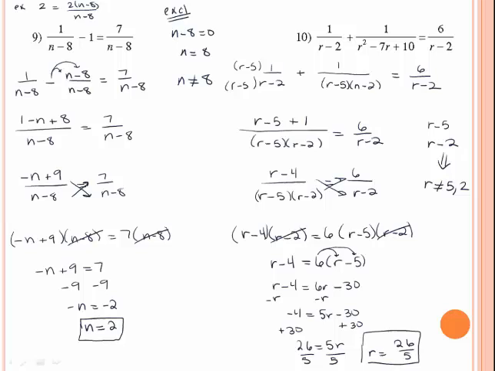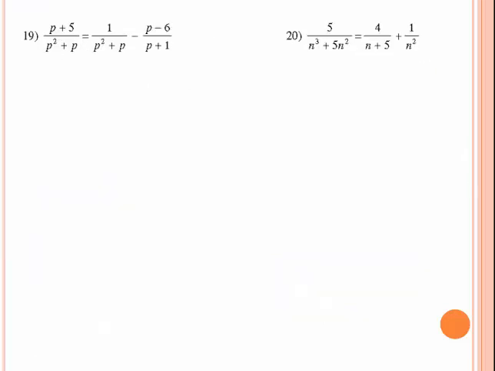Why don't you go ahead and try 19 and 20. Remember to factor first, then common denominator, then simplify each side, then cross multiply and solve. So once you're finished working the problems out, 19 and 20, unpause the video and come back and see how you've done.